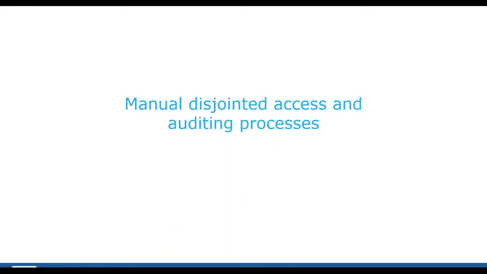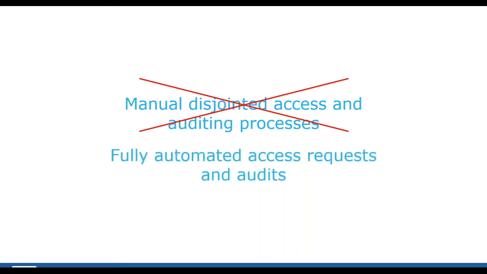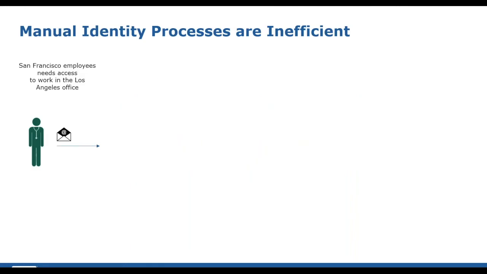Best practice number two, manually disjointed access and auditing processes lead to very expensive audits, and also lots of downtime and lack of productivity. So best practice number two is all about moving to fully automated access requests, physical access requests, and audits. And if we look at what this organization, the process this organization went through, it was really cumbersome.